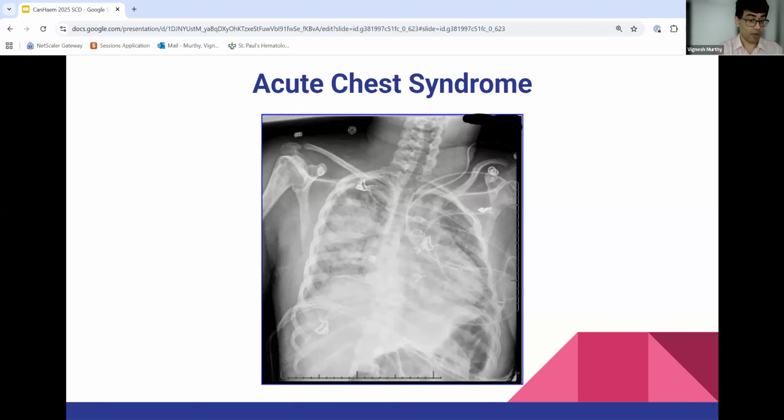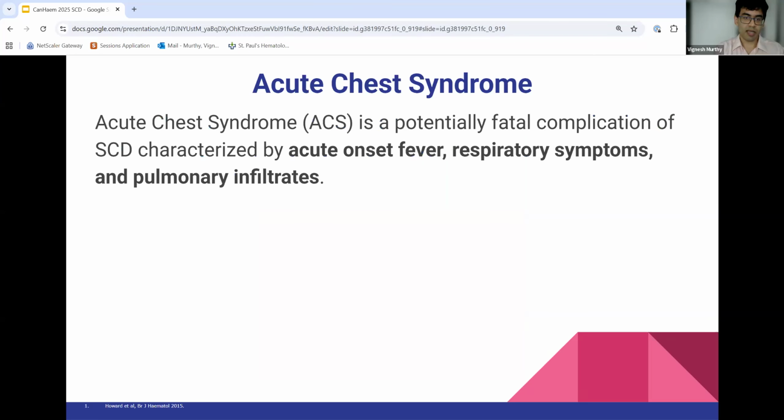So this is an x-ray of one of our patients who was admitted with acute chest syndrome a few years ago. It is pretty scary. So what is ACS? I realize ACS in medical training is acute coronary syndrome. We in the hematology world shorten acute chest syndrome also to ACS, so this can be confusing.